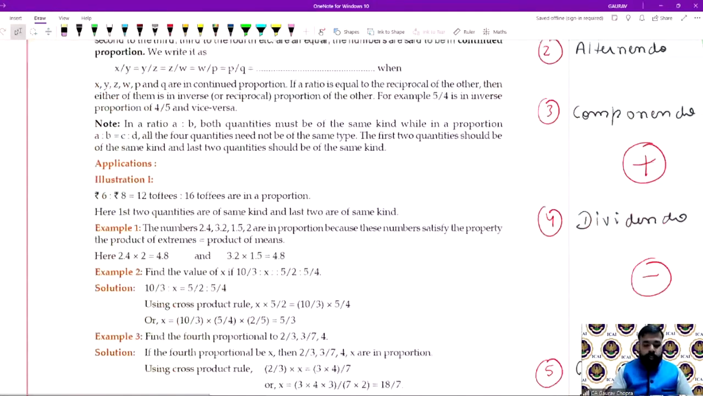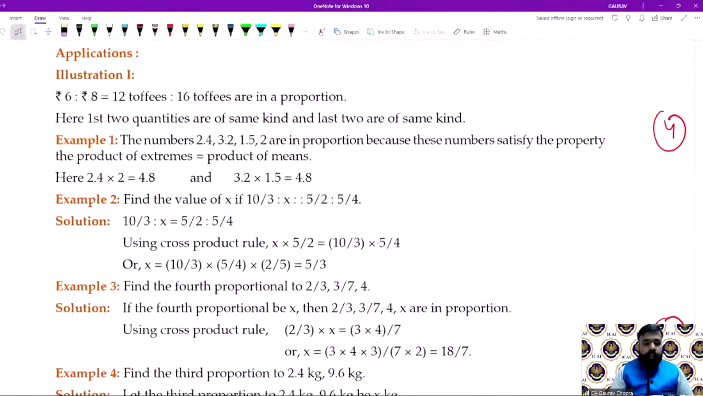So let us try some questions now. Illustration number one is there. Now, illustration number one says rupees 6 and rupees 8 is equal to 12 toffees and 16 toffees. Now, are they in proportion or not? So we have to see that whenever a ratio is there, the ratio must have the same unit. So first ratio is having rupees as the unit. So 6 rupees and 8 rupees both are having the same unit. On the other side, we are having 12 toffees and 16 toffees. So 12 and 16 again both have the same unit.